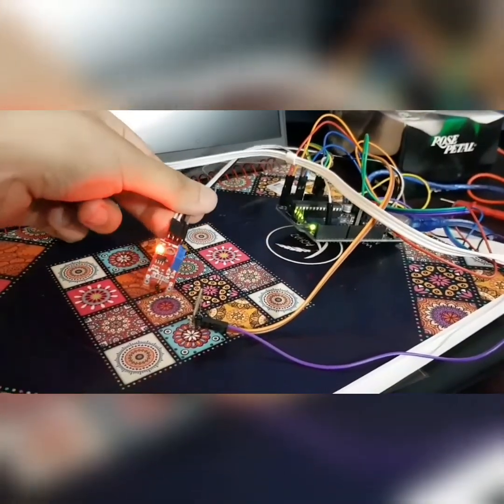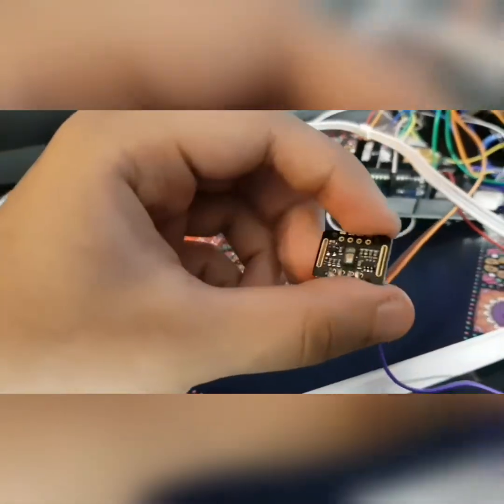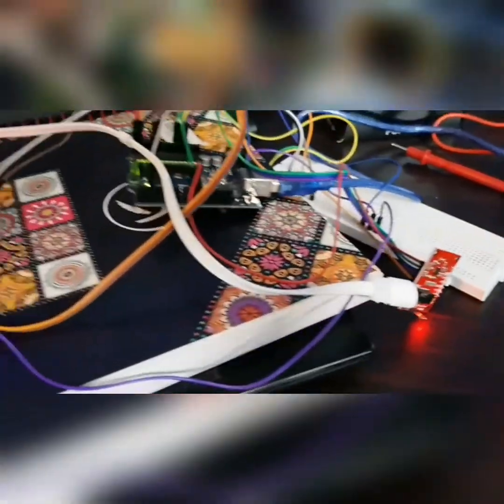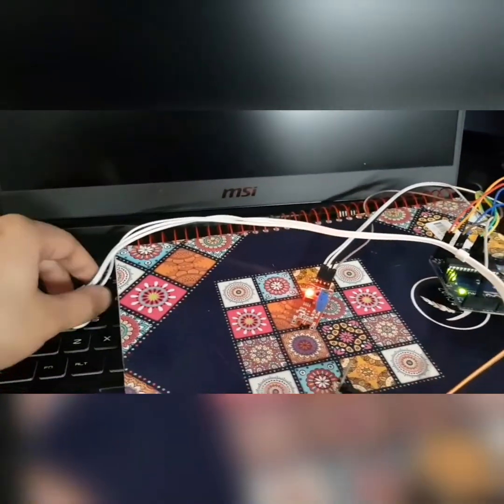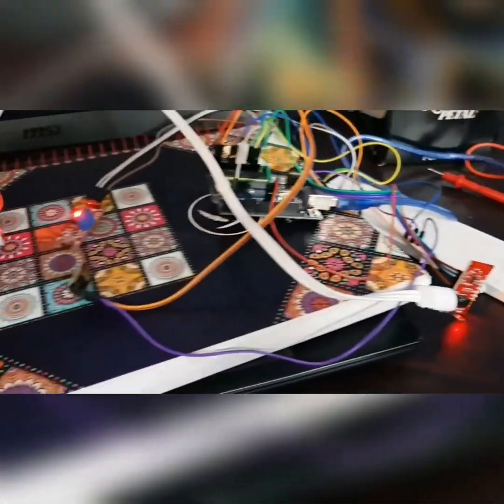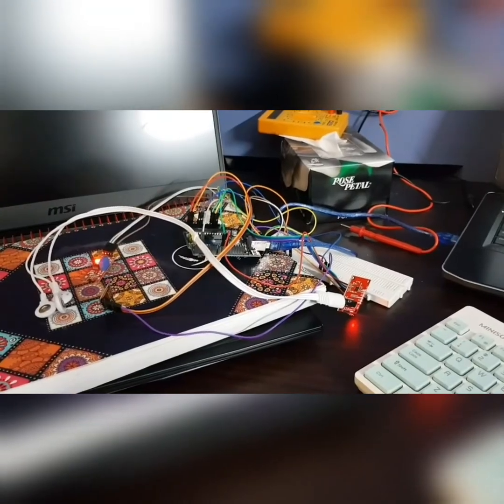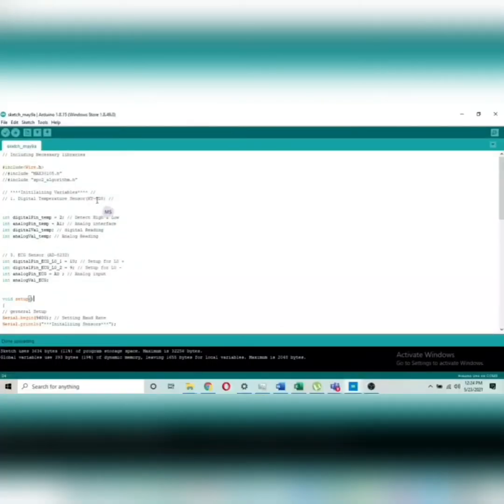this is the SpO2 pulse oximeter. This is the heart rate monitoring sensor, and this is the ECG sensor and its nodes. This is the total hardware. The next part I will explain the whole code.